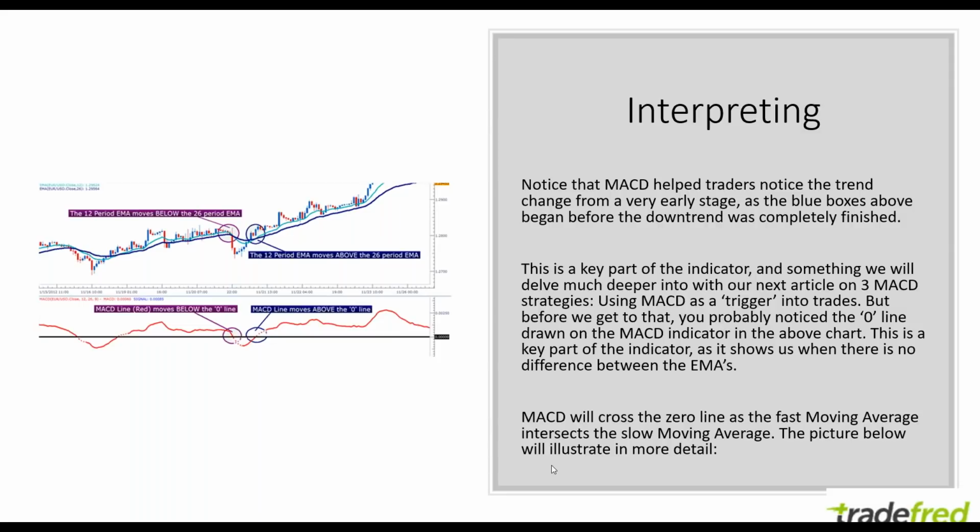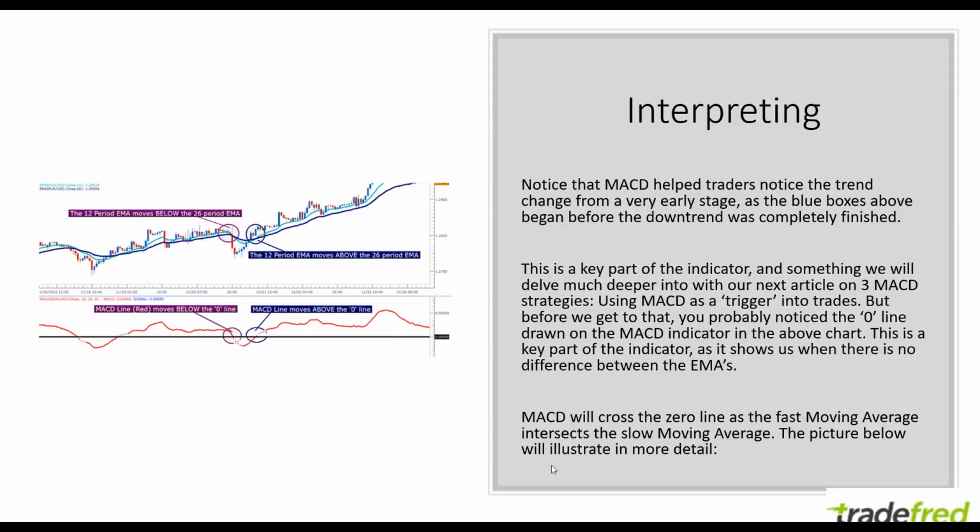Now, notice in this chart that the MACD helped traders notice the trend change from a very early stage, as the blue boxes above to the left began before the downtrend was completely finished. It is a key part of the indicator and something we will delve into much deeper when we look at histograms. But using MACD as a trigger into trades. But before we get into that, you'll also notice the zero line drawn on the MACD indicator.